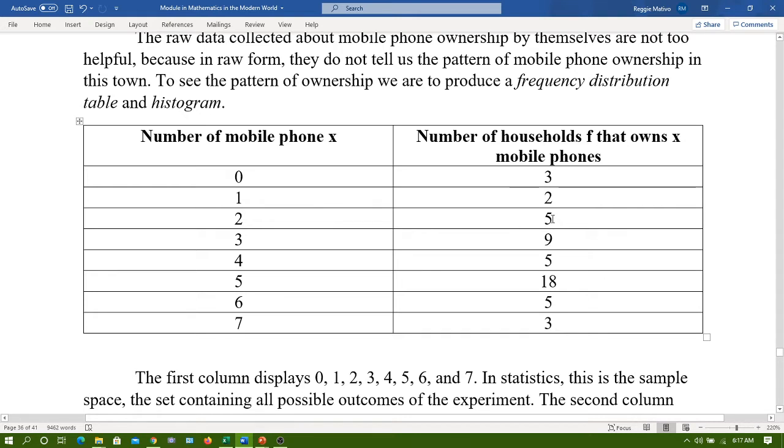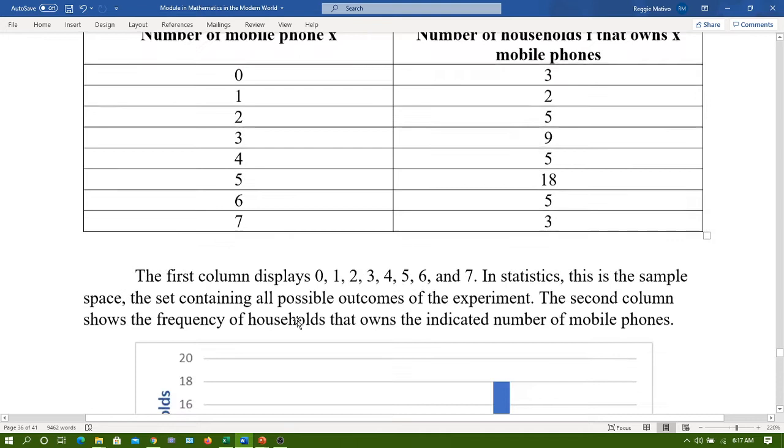There are 5 households that have 2 cell phones at home, and there are 9 households that have 3 cell phones at home. There are 5 households that have 4 cell phones at home. There are 18 households that have 5 cell phones at home. There are 5 households that have 6 and 3 households that have 7 cell phones.